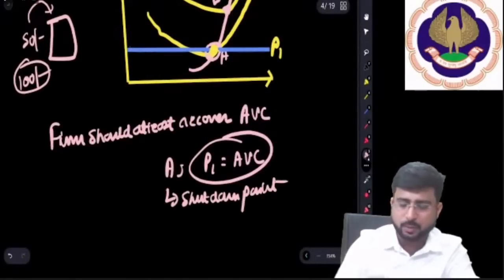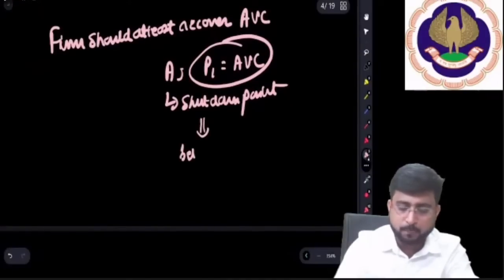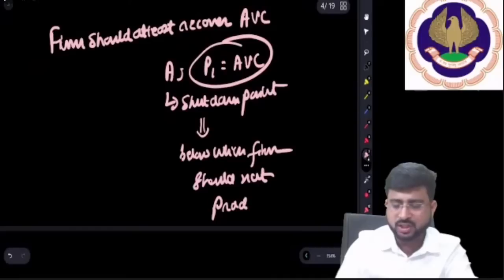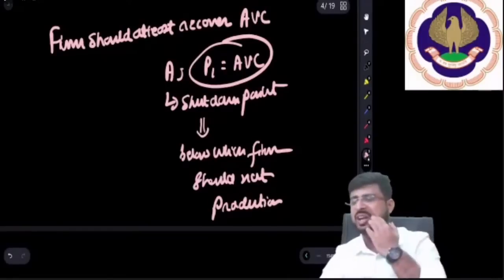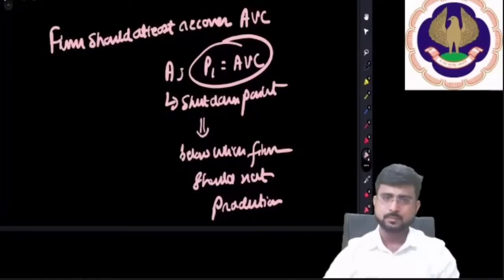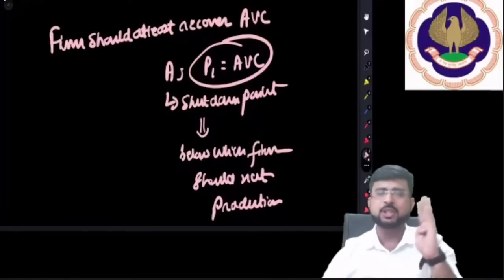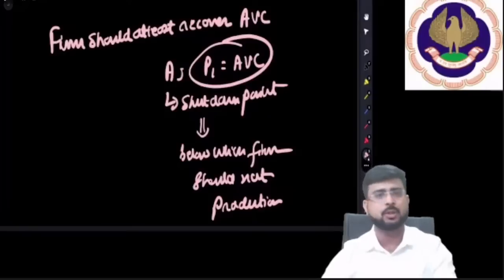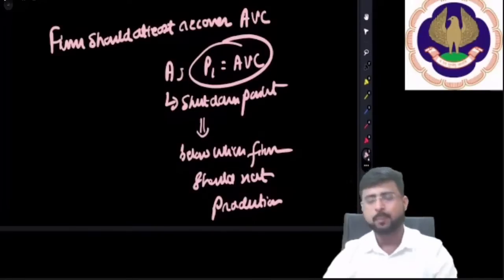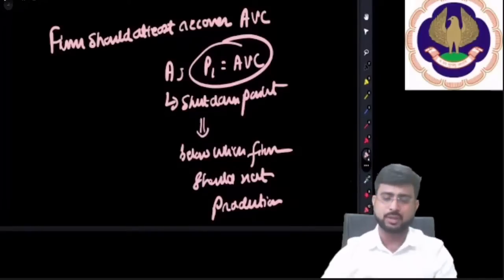Shutdown point is a point below which the firm should not produce. They should stop production. See, shutdown doesn't mean close the business and go home. I am not saying you should close the business and go home. What it simply means is the firm must be in a position to recover at least the variable costs, and that's the shutdown point.